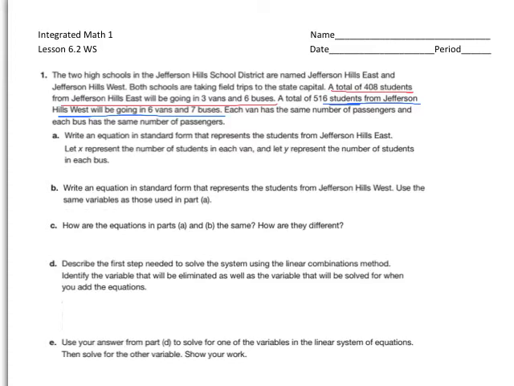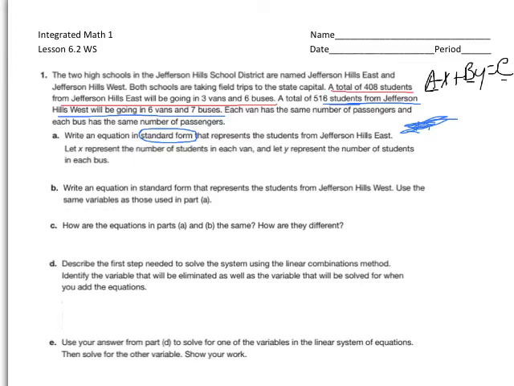A says, write an equation in standard form. Okay, so standard form has to be in this way, sort of like 2x plus 3y equals 6, something like that. So it's got to be in the form of, can I erase that? Okay, so a standard form has to be in this form, ax plus by equals c, and a, b, and c are integers, which means whole numbers.